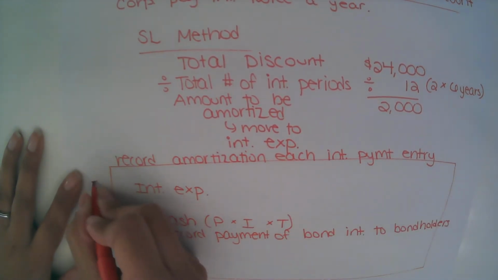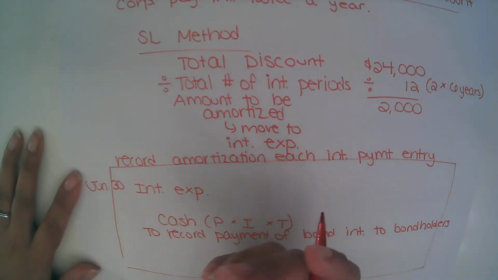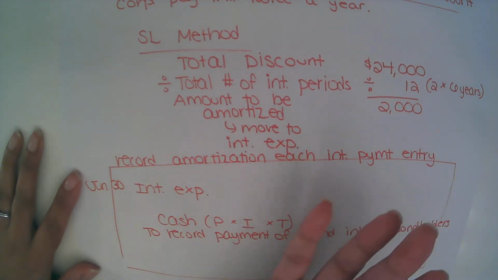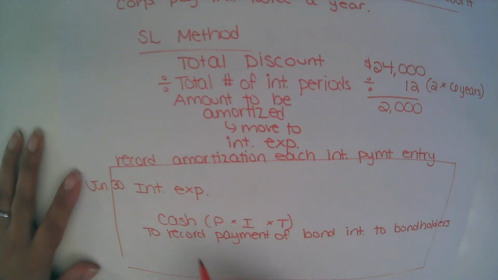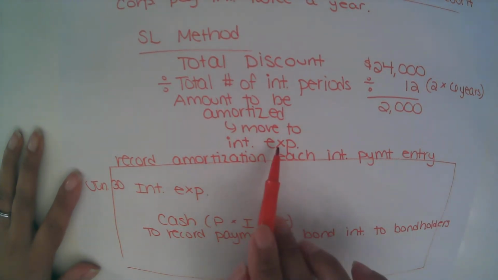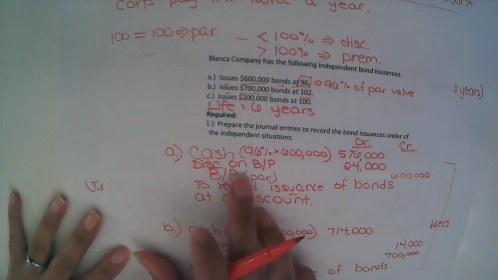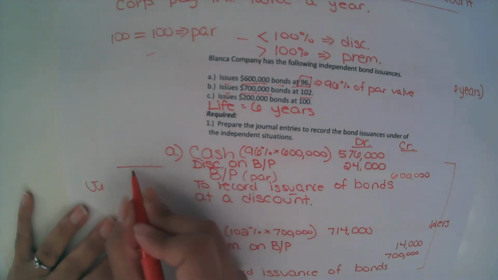So let's say we're making this at June 30th. And again, the problem would tell you, it would say interest is paid twice a year, June 30th and December 31st, something like that. Okay, so here are the accounts that we know to record payment of bond interest to our bondholders. But now we said we're also going to record amortization. So we're just going to do it in the same entry. Okay, so the offset will be interest expense, but we're also trying to reduce this discount. The goal is to get it to 0.